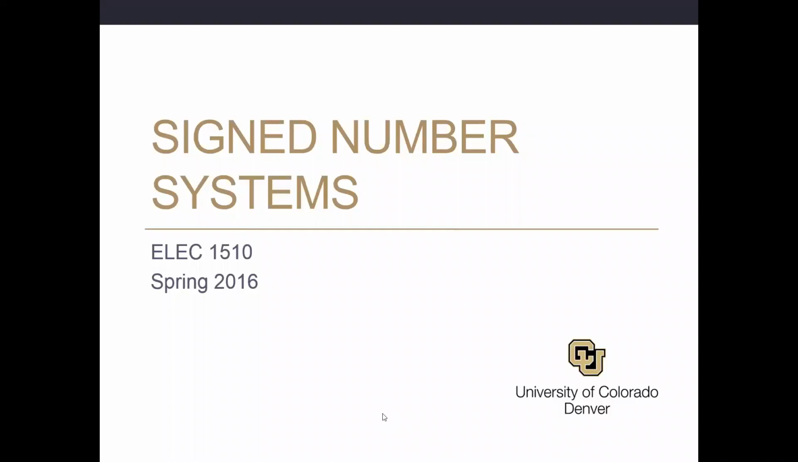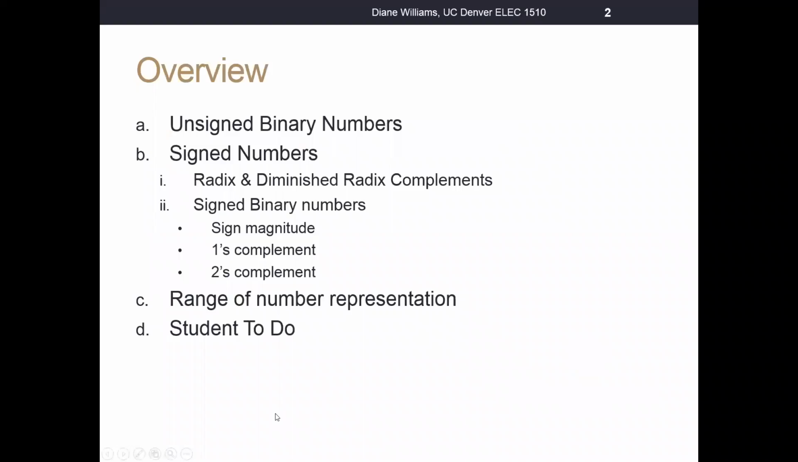In this lesson, we're going to talk about signed number systems in terms of binary numbers. First, we'll take a quick overview of unsigned binary numbers that we spoke about in a previous lesson, and then we'll talk about how to turn these into signed numbers. We'll talk about how the decimal number system does it, and then how we're going to do it in binary using Radix and Diminished Radix complements.